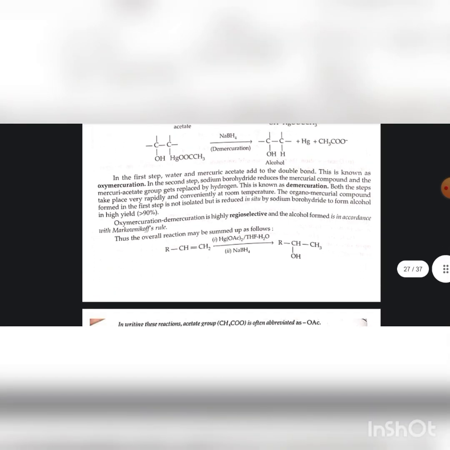Both the steps take place very rapidly and conveniently at room temperature. The organomercurial compound formed in the first step is not isolated, but is reduced in situ by sodium borohydride to form the alcohol in high yield, greater than 90%. Oxymercuration-demercuration is highly regioselective and the alcohol formed is in accordance with Markovnikov's rule.